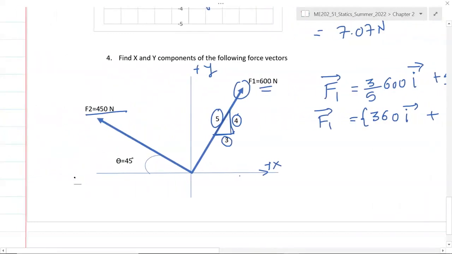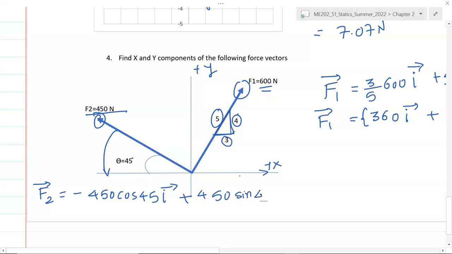For second vector F2, we can find the projection along x-axis by closing the angle. So we apply cosine to close the angle to find the x projection, but the direction of the arrow is towards negative, so that will be negative component. So put negative sign, 450 is the magnitude and cosine 45 is the angle, and that's I. And to find the y projection, we apply sine of that angle. So plus 450 sine 45 J.